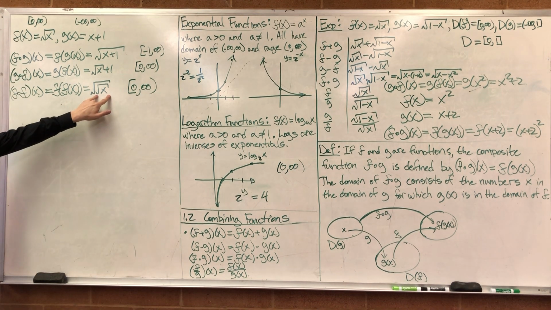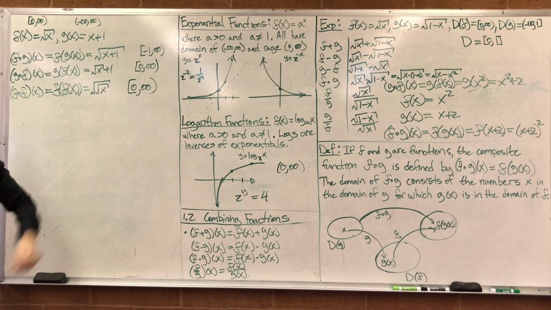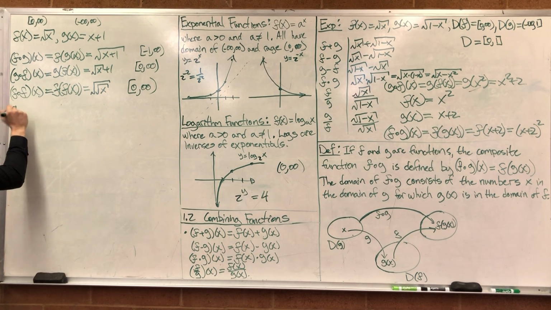Because if you look at the inner square root, we can plug in anything but negative numbers, and it will spit out non-negative numbers, so we can take the square root again. So nothing changed there. Now let's look at g composed with g of f of x.